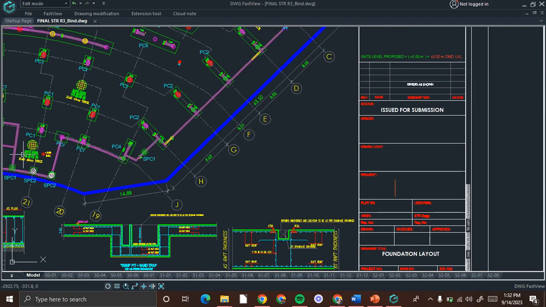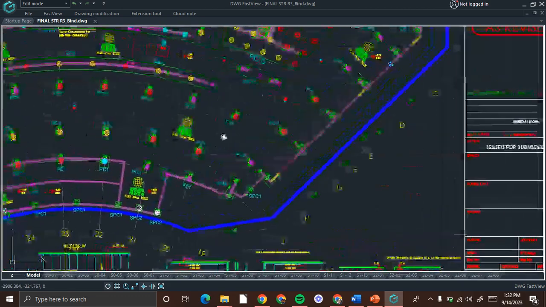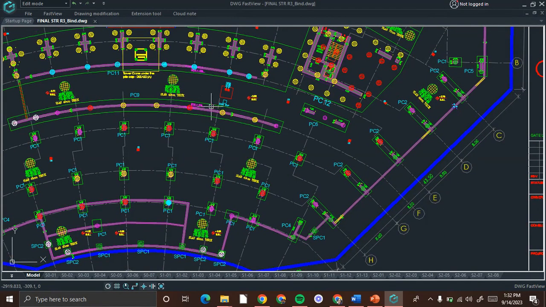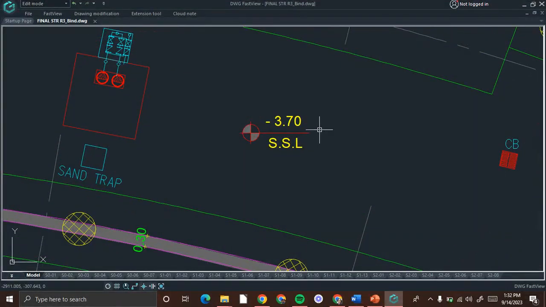Here we calculate the column at basement level. In this drawing, the level is given. It shows negative 3.7 SSL as the level. Here the SSL means structural slab level and negative 3.7 means the slab is at a depth of 3.7 meter from the ground level.